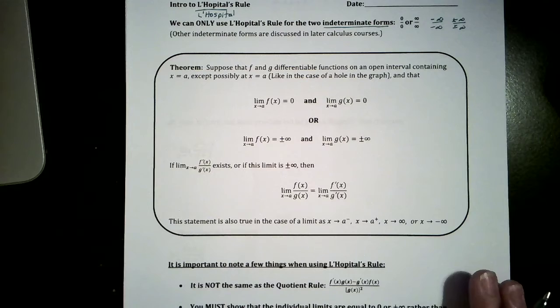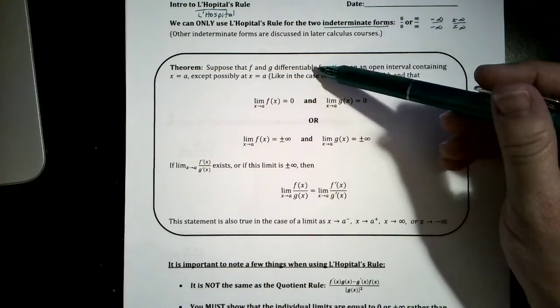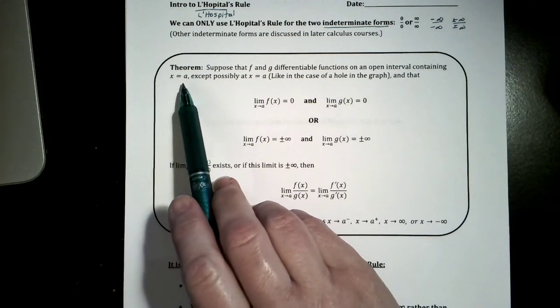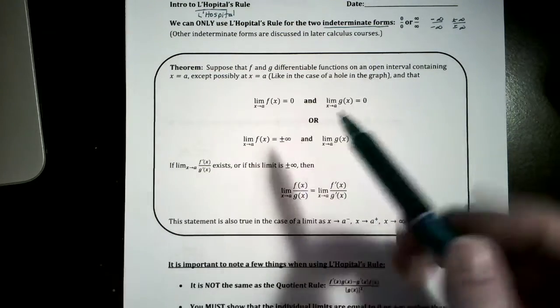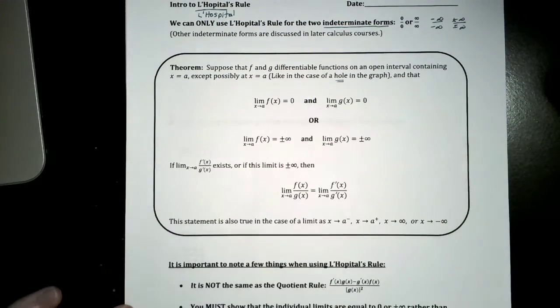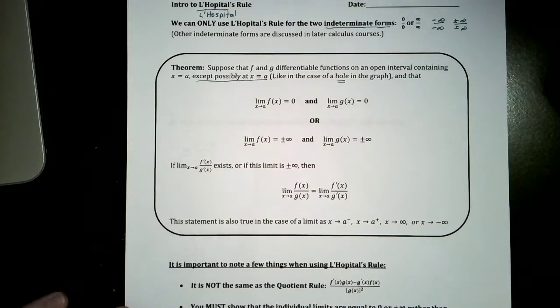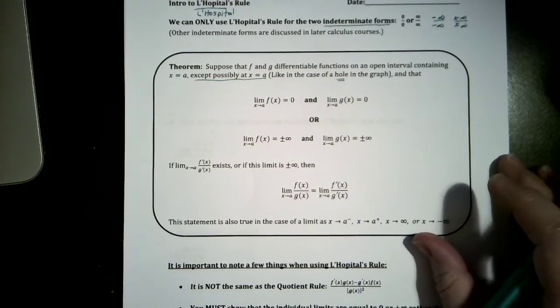So here's the theorem. Basically, it says suppose that f and g are differentiable functions, we know that word, differentiable, on an open interval containing x equals a, so some number, except possibly at a. If you remember back in pre-calculus, we had graphs that ended up with holes in them. So that's what this except possibly at x equals a means. You could have a graph that has a hole in it. That will be the only point of non-differentiability or non-continuity.